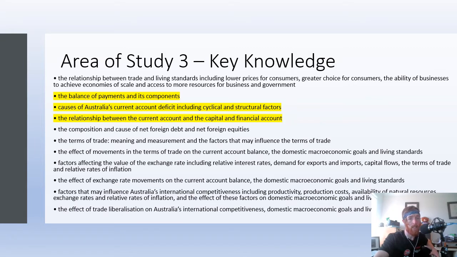So in this, what we're going to look at is the balance of payments and its components. We are going to look at the causes of Australia's current account deficit, including cyclical and structural factors, and the relationship between the current account and the capital and financial account. So I'm going to go through these one by one to describe them for you and hopefully make them make sense.